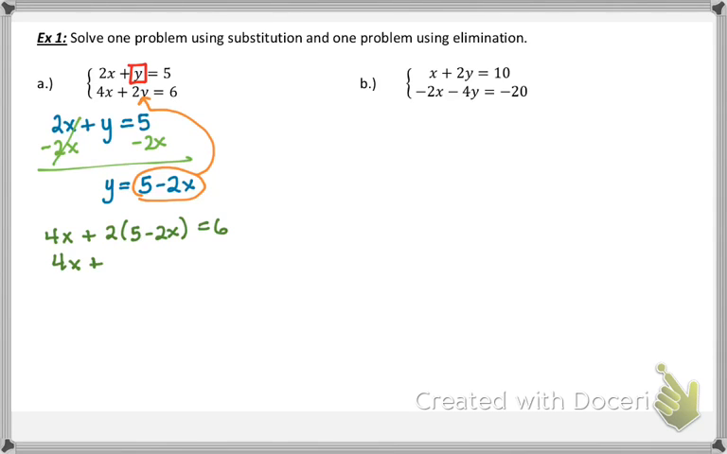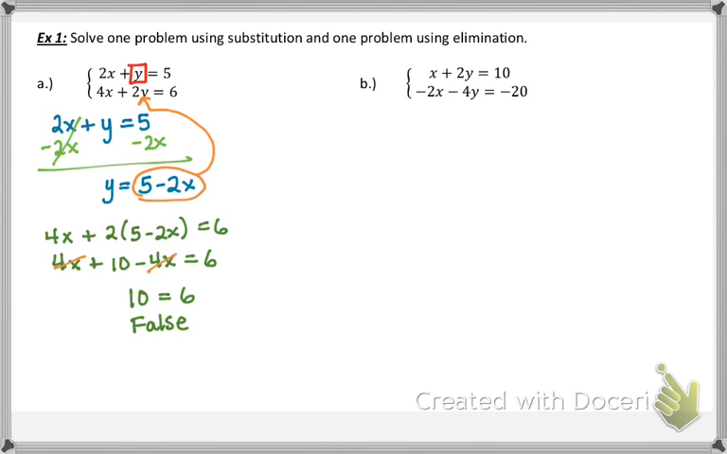Distribute and solve for x, since I only have one equation with x. So 4x plus 10 minus 4x equals 6, and then something weird happens. When I try to combine like terms, my x's cancel out. 4x minus 4x is 0, and I get 10 equals 6, which is not true. This is a false statement. 10 does not equal 6.